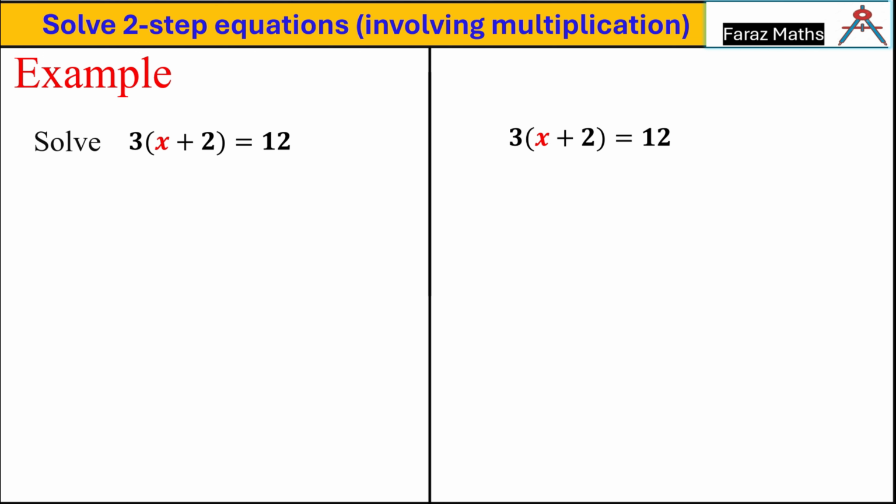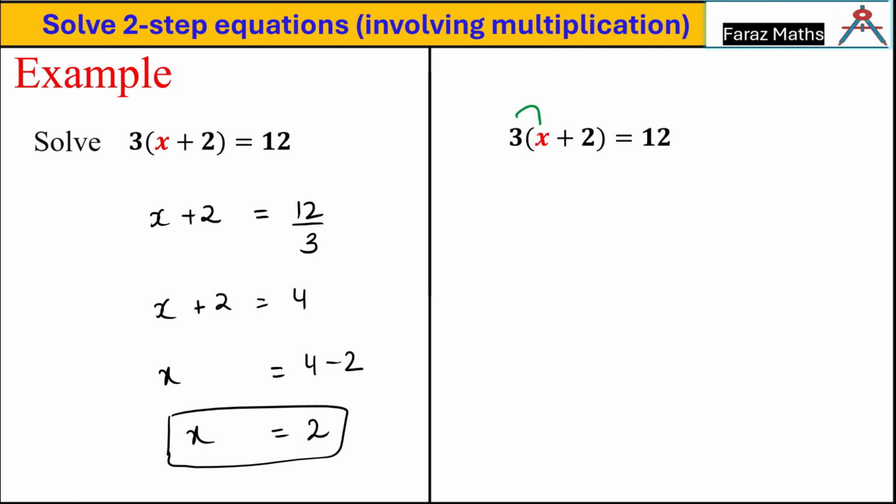Coming to the next. 3 bracket x plus 2 equals 12. So you can do this question in two ways. The first way to do this question is to divide by 3 on both sides. So x plus 2 equals 12 divided by 3. This 3 is in multiplication, so it will divide on the right hand side. And then x plus 2 equals, 3 ones are 3, 3 fours are 12, so 4. And then x equals, this 2 is in addition with x, so it will subtract on the right side. So x equals 2.